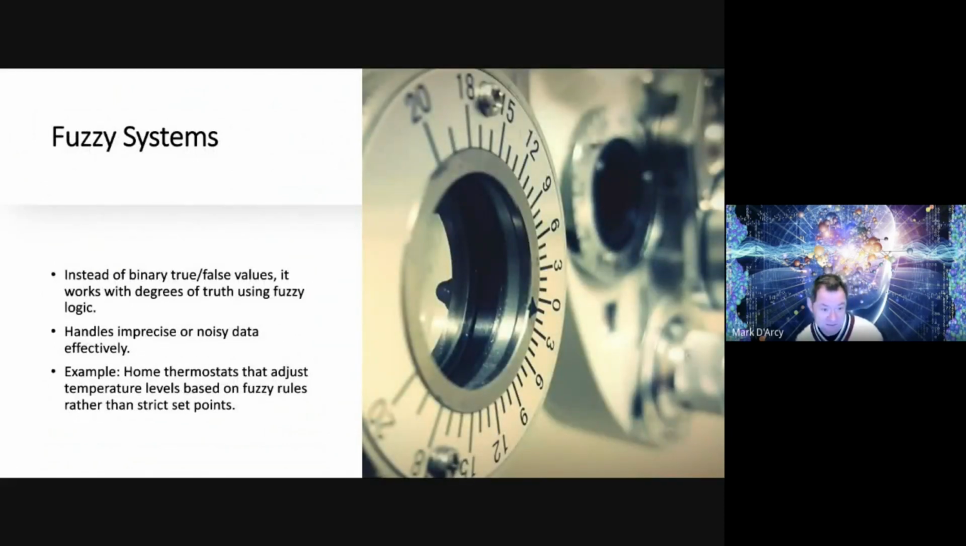Fuzzy systems. Instead of binary true-false values, which is how a lot of AI systems used to work, and still do, it works with degrees of truth using fuzzy logic. Think of it as more of an analog approach than a 0-1 digital approach. This handles imprecise or noisy data effectively. An example, home thermostats that adjust temperature levels based on fuzzy rules rather than strict set points.